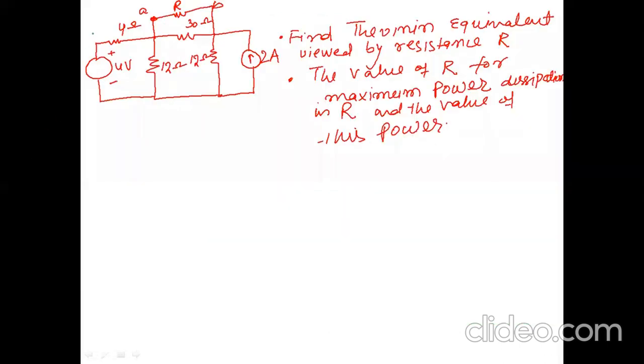So this is a problem from Nagrath's book, and the problem is like that. You find the Thevenin equivalent viewed by this resistance. Viewed by this resistance, we have to find the Thevenin resistance, the value of R for which maximum power dissipation occurs in R, and the value of power also. I have just seen a relation that when RTH equals RL, then power transfer is maximum. So we have to utilize this. Power transfer will be maximum.